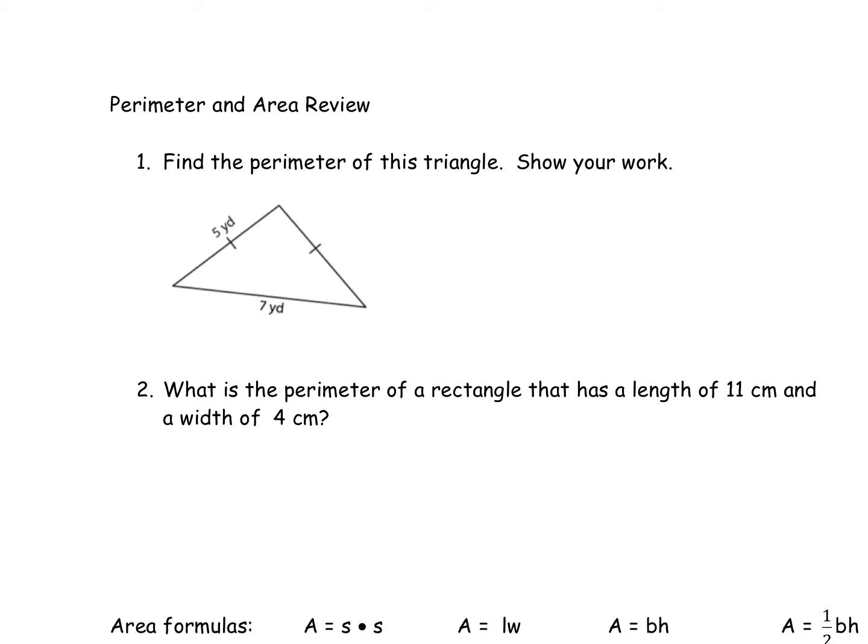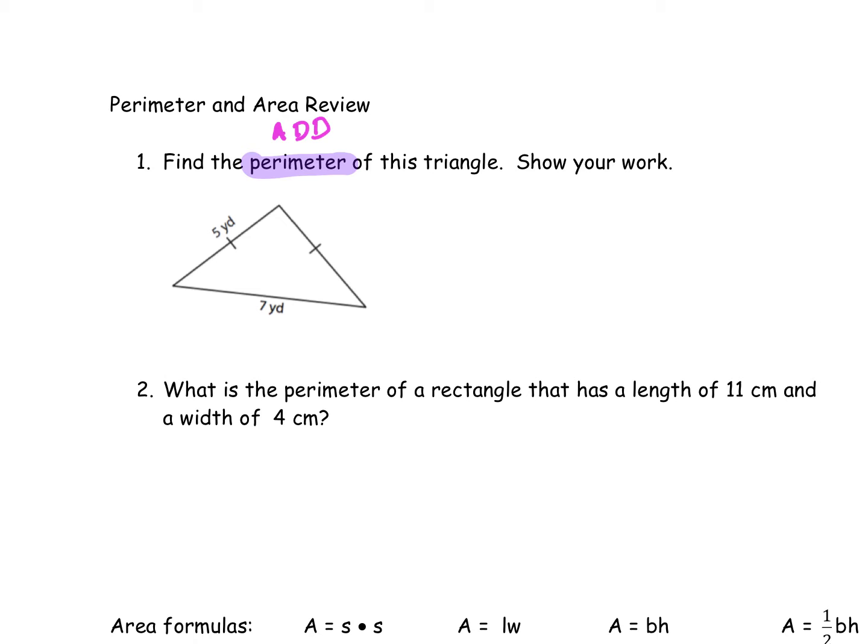Hello, today's lesson is a basic review of perimeter and area. So the first question asks us to find the perimeter. What I want you to do is highlight this word perimeter and put the word add. When we're working with perimeter, there are formulas that we can multiply, but I want you to remember that we're adding all of the sides together.